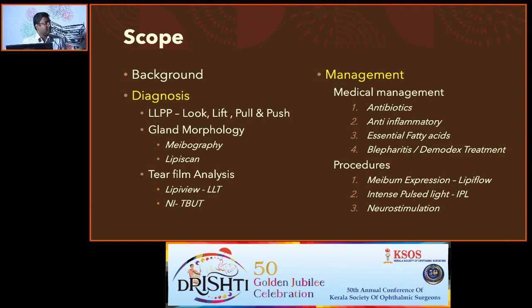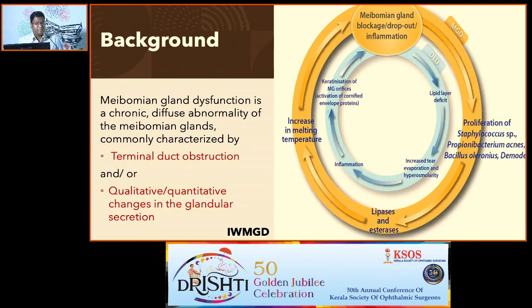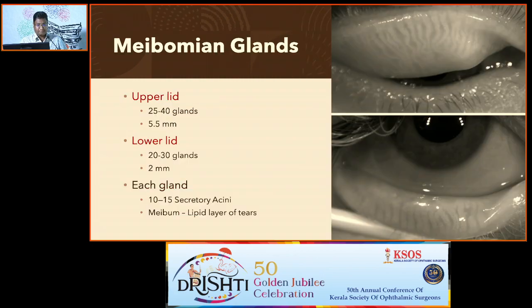So the scope of this talk would be under the following headings. So if you see, meibomian gland dysfunction is a chronic and diffuse abnormality of the meibomian gland. And it's commonly characterized by a terminal duct obstruction with a change in quality and quantity of the glandular secretion.